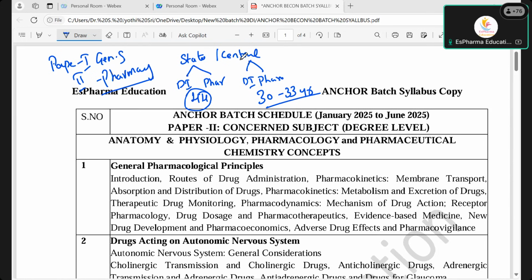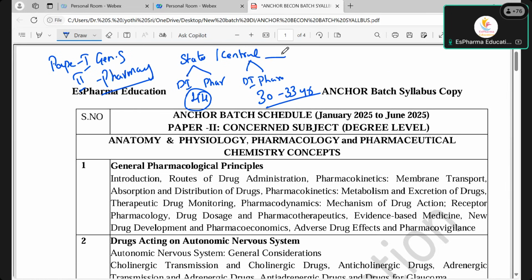And coming to central, general studies doesn't play that much role. It's just 30 marks, and that is not even general studies. It's a kind of aptitude and reasoning, whether it is the RRB examinations or the central drug inspector examinations.